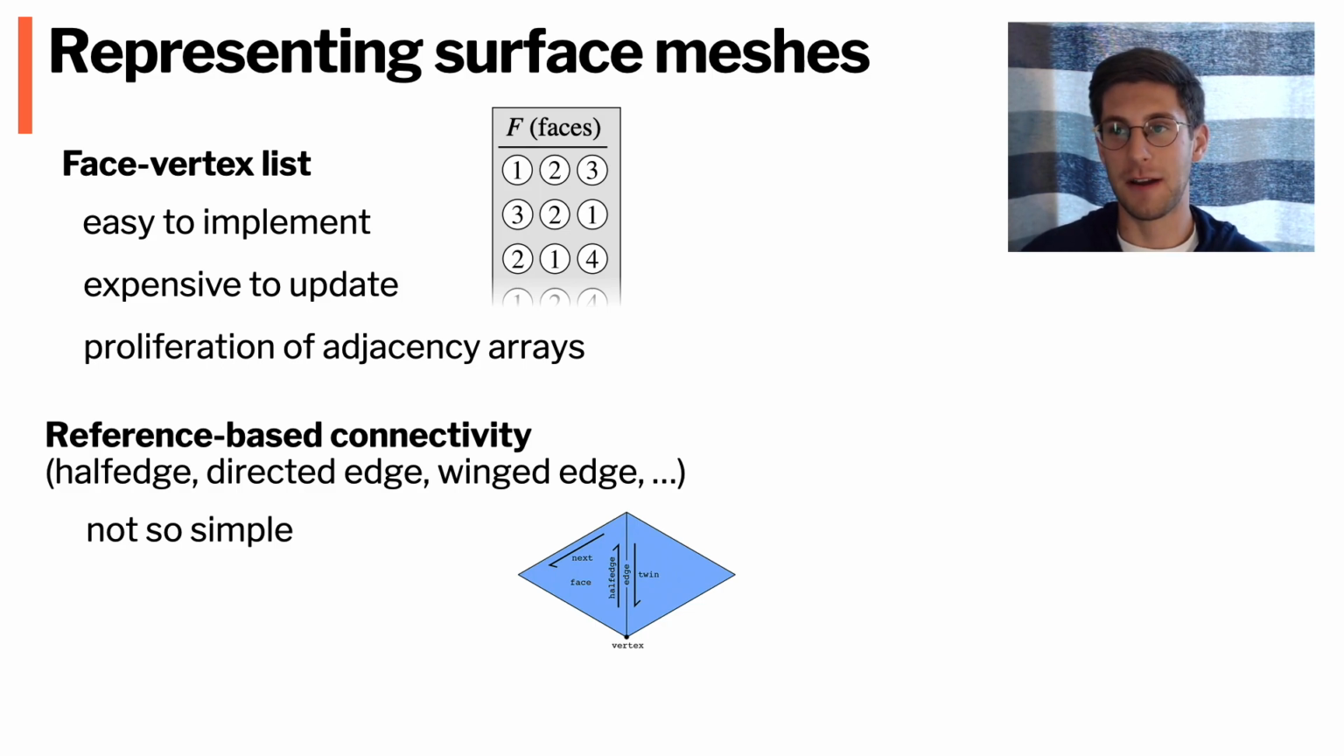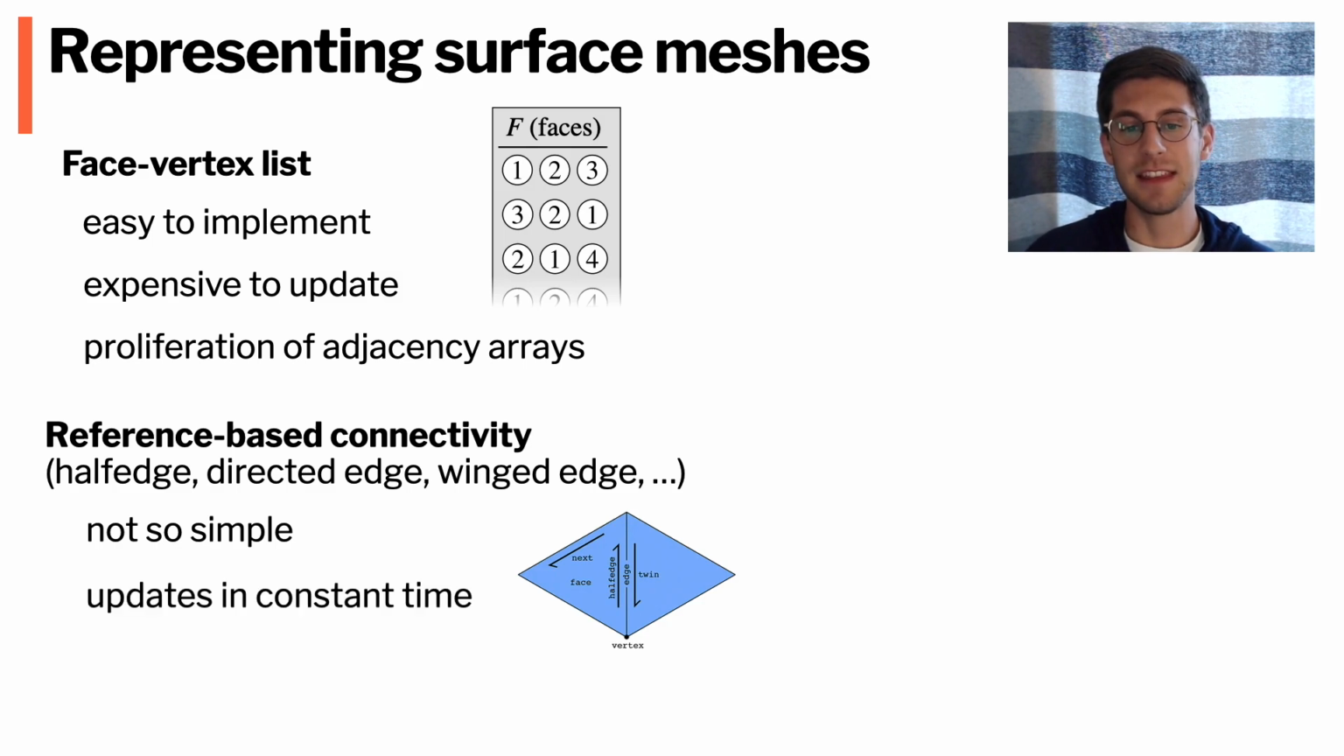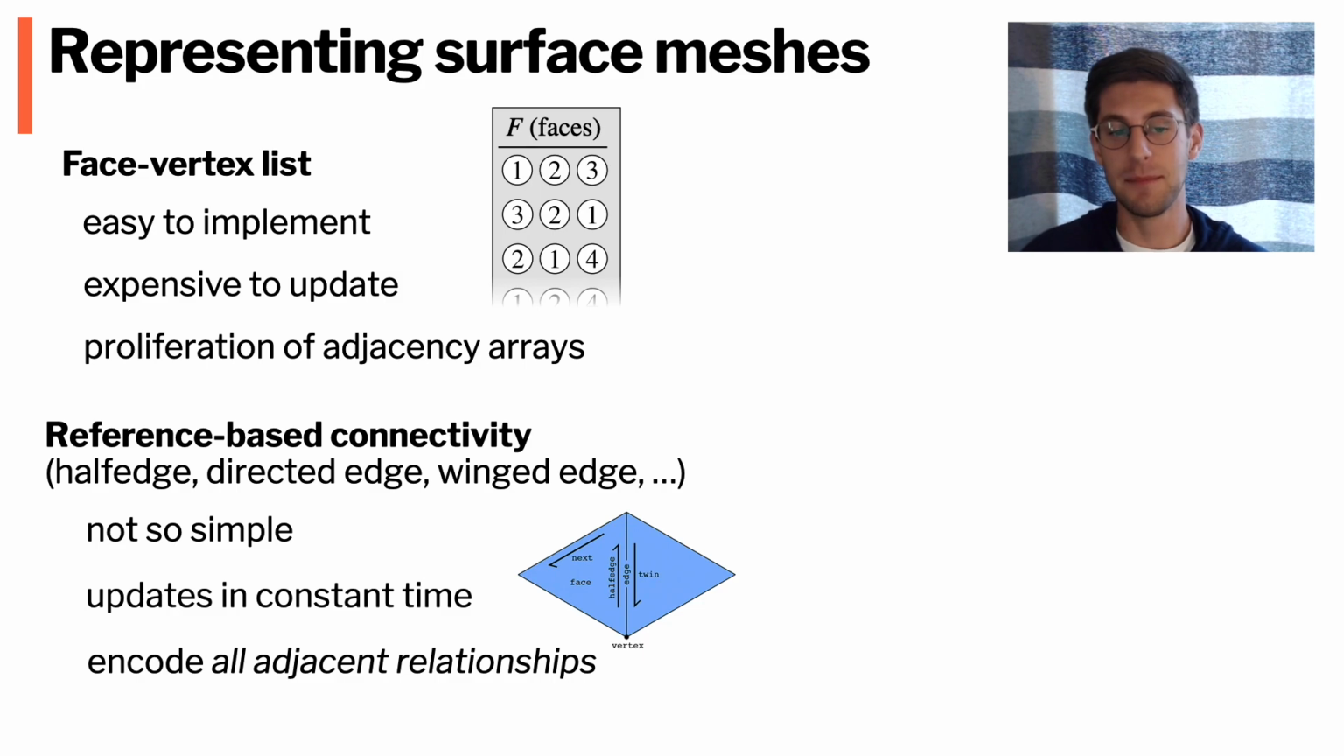But the important thing is you're storing a fixed constant set of reference relationships, and these allow you to easily update pretty much anything you'd want to update in constant time. And more importantly, they sort of encode all possible adjacency relationships. So you never have to run around and pre-compute some array of vertex neighbors or something like that. You can access all this kind of data by just traversing your mesh data structure in the right way.